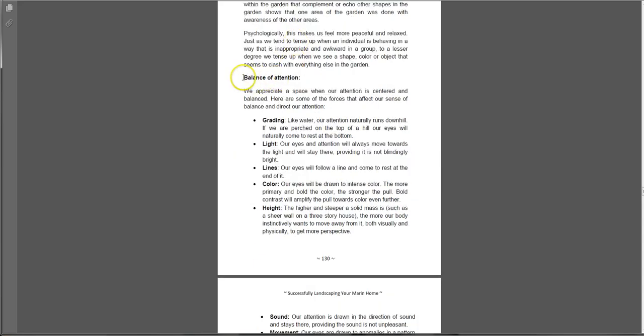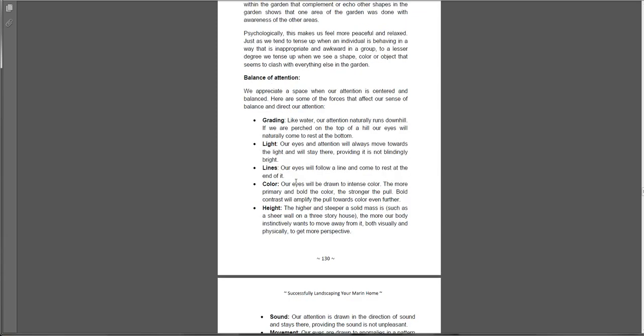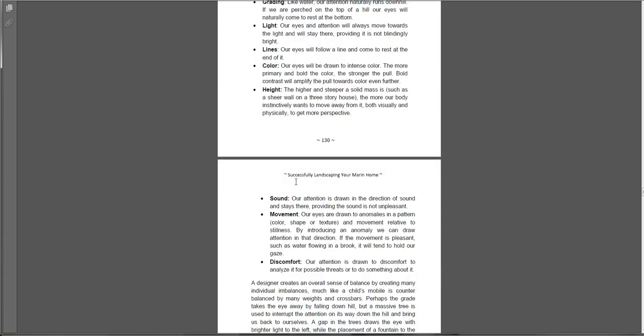Balance of attention is quite important. Every space that we're in either feels lopsided or uncomfortable, or feels centering and balanced. And so in this principle here, you explore the way that elevation, light, line, color, height, sound, movement, and discomfort all shift your attention in different directions. And so that's an important element to include in any design choice.